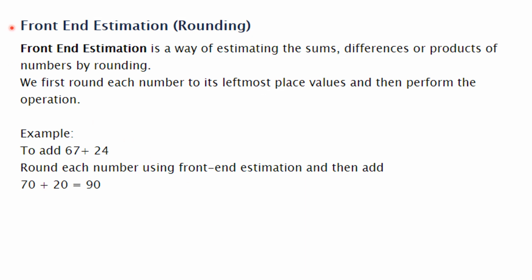When doing calculations, sometimes we practice what is known as front-end estimation or rounding. Front-end estimation is a way of estimating the sums, differences, or products of numbers by rounding. We first round each number to its leftmost places and then perform the operation. So for example, to add 67 and 24, I say this is close to 70, this is close to 20, so 70 plus 20 is close to 90.